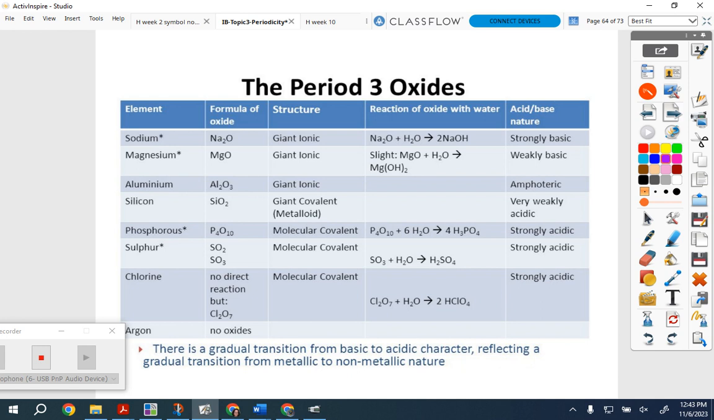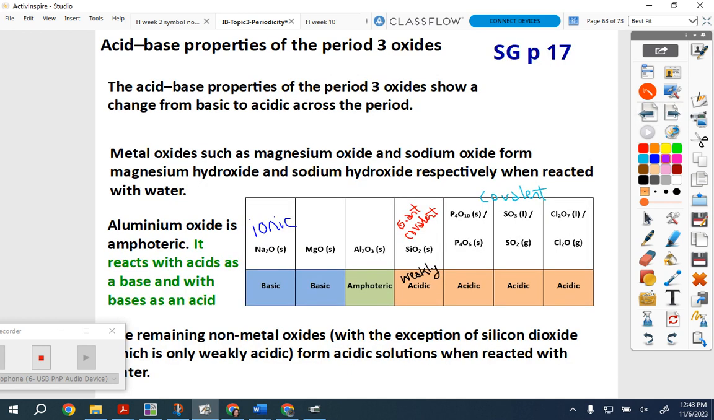Now, aluminum has this term called amphoteric because it is both. It can go both ways. So if you take aluminum oxide and react it with an acid, it will act like a base. If you take aluminum oxide and react it with a base, it will act like an acid. So it can go both ways. It's kind of in the middle, right?